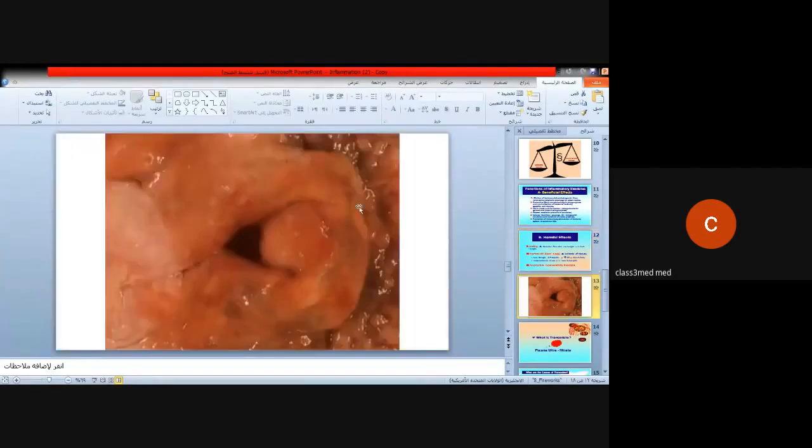This picture shows acute inflammation of the larynx. You see there is redness and swelling of the larynx with narrowing of the airway. This is narrowing in the airway of the larynx, causing asphyxia. الاختناق.